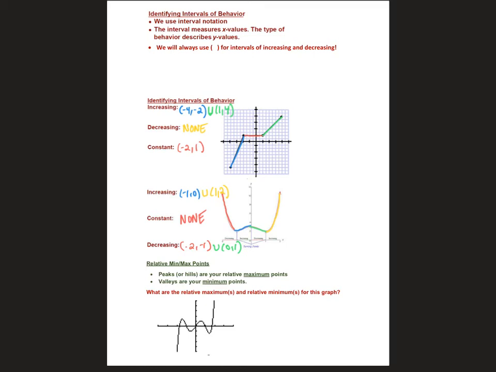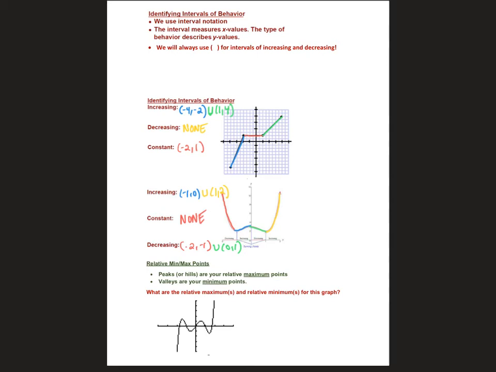Now, we've talked about maximums and minimums before in our quadratics unit. Remember, a minimum is the lowest point on your graph. A maximum is the highest point on your graph. So remember, when a parabola opened down, we had a maximum. When it opened up, we had a minimum. Those maximums and minimums are called absolute max and mins because it's the actual absolute highest or lowest point of our graph. Now, relative max and relative mins are slightly different.